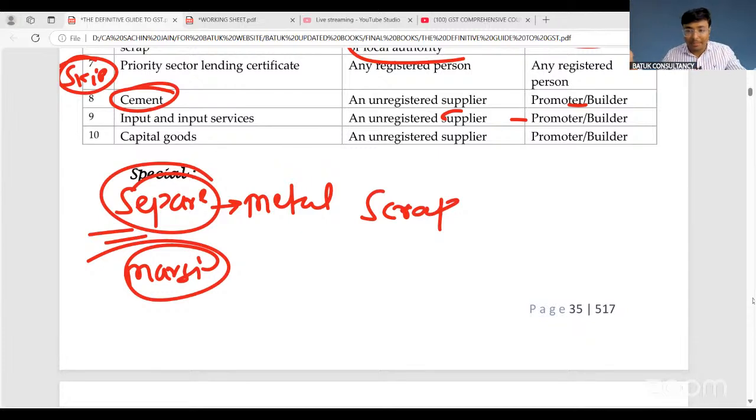No, sir, dividend will not be part of the turnover. We have just covered that specific point in the session itself.